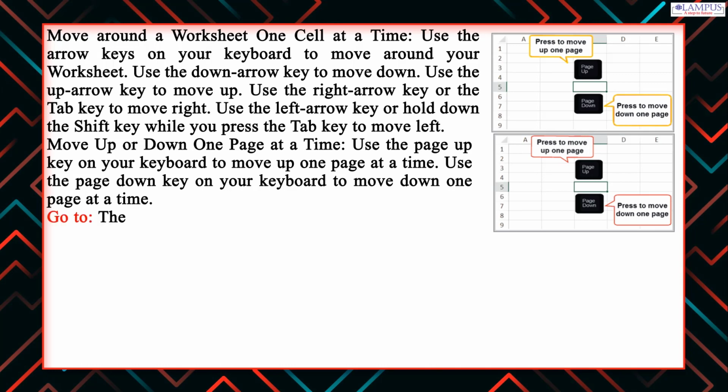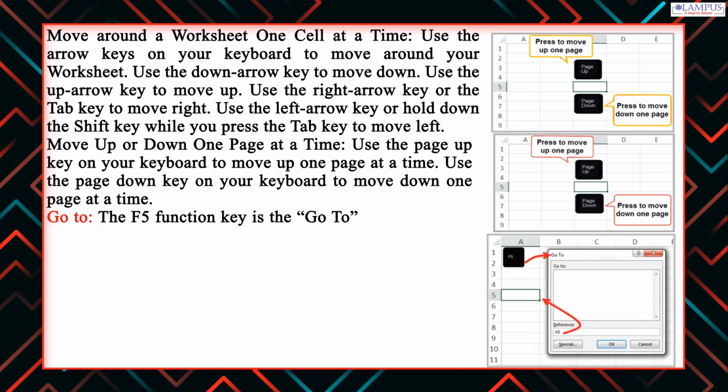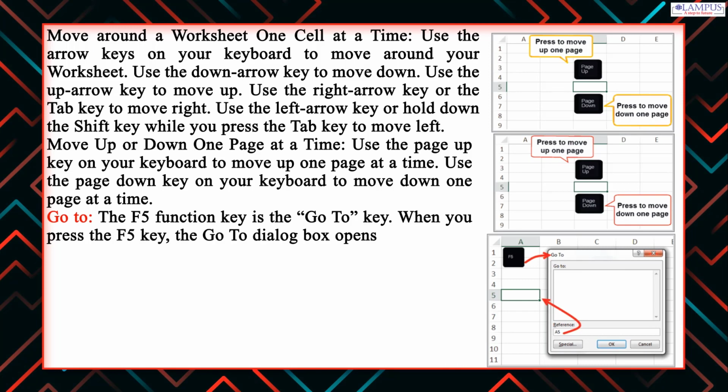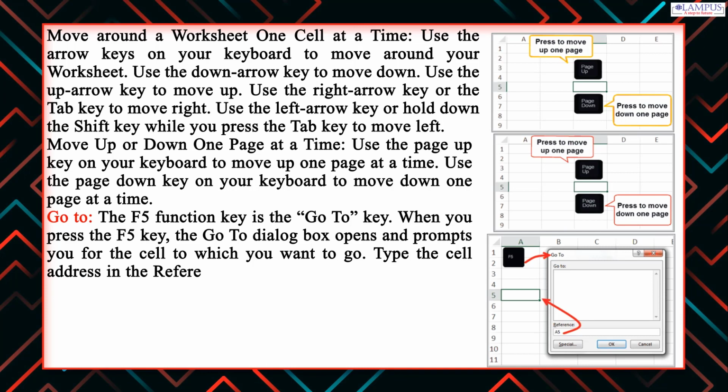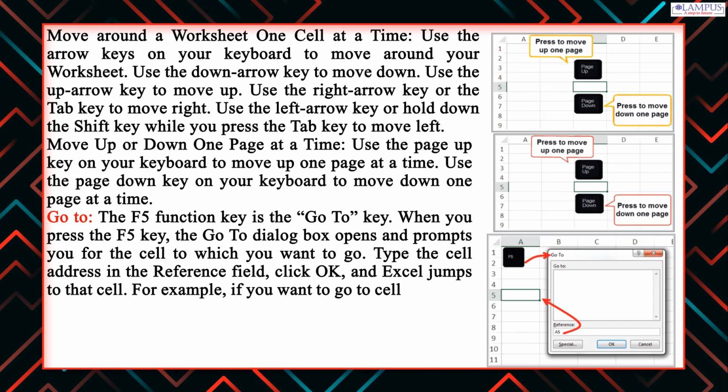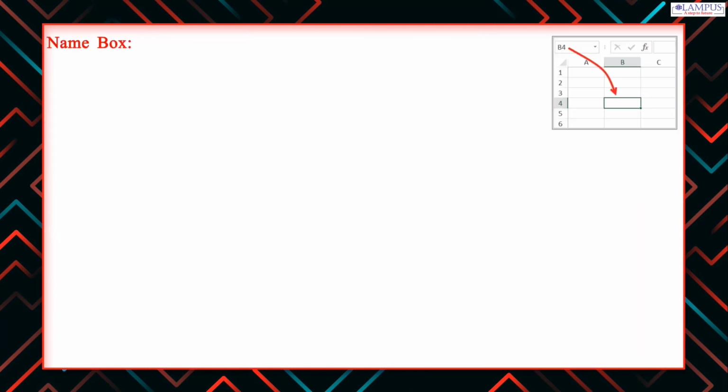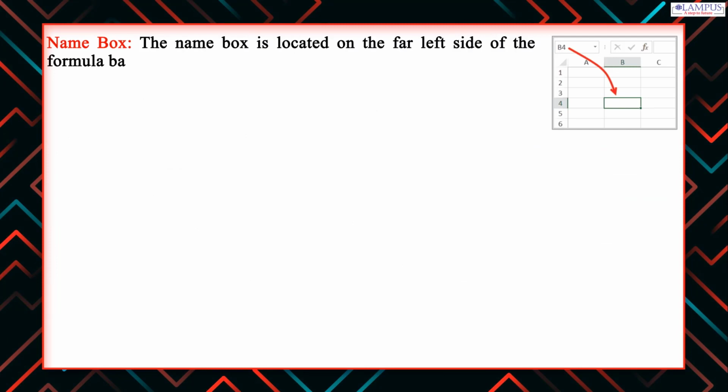Go to. The F5 function key is the Go to key. When you press the F5 key, the Go to dialog box opens and prompts you for the cell to which you want to go. Type the cell address in the reference field, click OK, and Excel jumps to that cell. For example, if you want to go to cell A5, press F5, type A5 in the reference field, and then press OK.